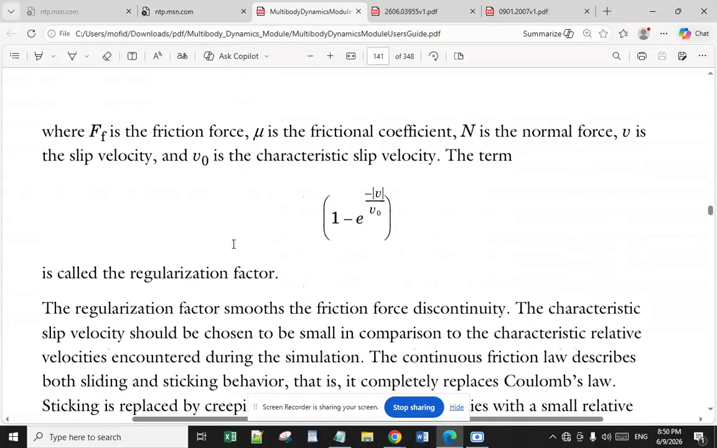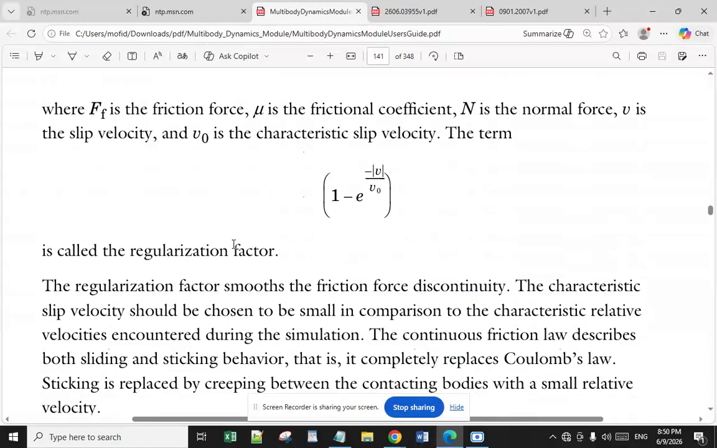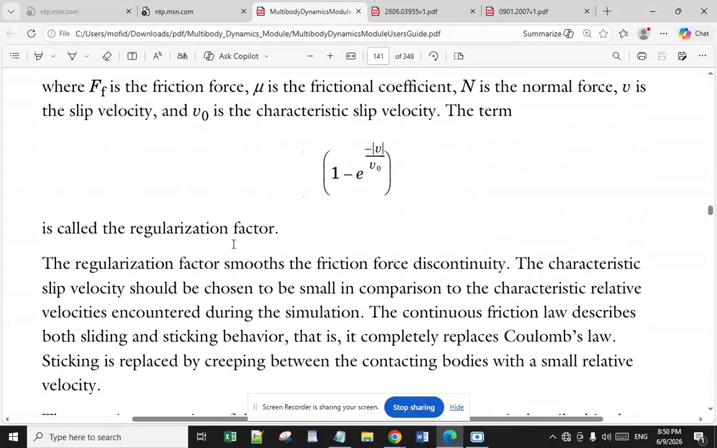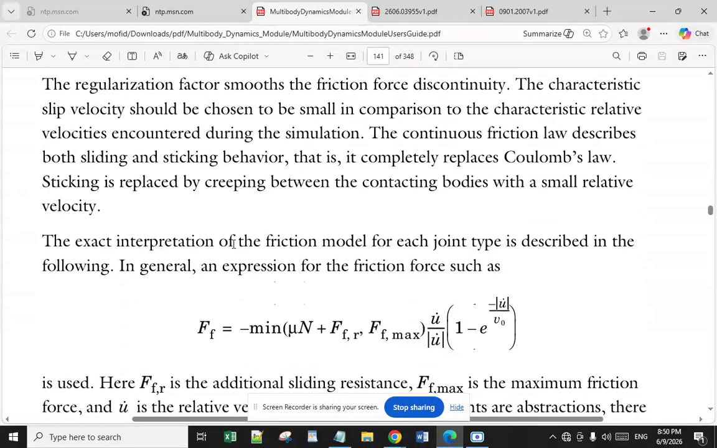where Ff is the friction force, mu is the friction coefficient, n is the normal force, nu is the slip velocity, and nu 0 is the characteristic slip velocity. The term 1 minus e to the power of minus absolute nu divided by nu 0 is called the regularization factor. The regularization factor smooths the friction force discontinuity.